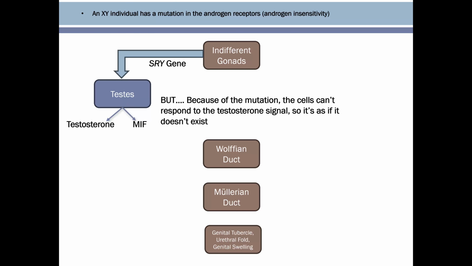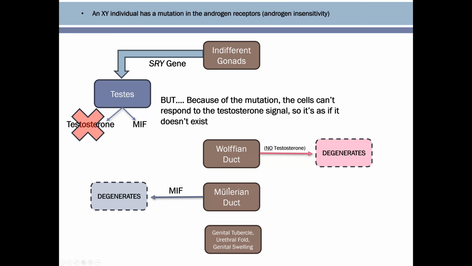Remember, a hormone can only work if the cells have functioning receptors. So because cells can't respond to testosterone, it's as if it does not exist. Because the testosterone essentially doesn't exist, since the receptors aren't working, the Wolffian duct is going to degenerate. Now I still have Mullerian inhibiting factor, so it is going to cause the Mullerian duct to also degenerate. But again, even though I'm producing testosterone, the cells can't sense it, so it's as if I don't have testosterone, so the external embryological structures will develop into the female external genitalia.